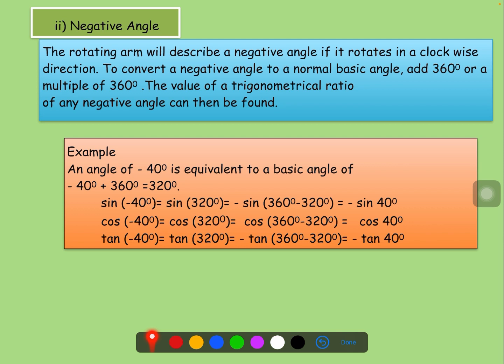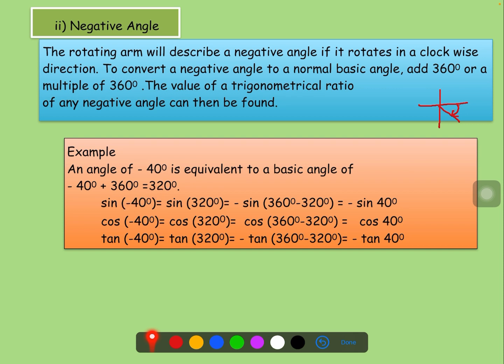What we have here is that it rotates in a clockwise direction. What it means is that it is like this, moving following the clockwise direction. Example, an angle of minus 40 degrees is equivalent to a basic angle of minus 40 degrees plus 360 equals 320 degrees.